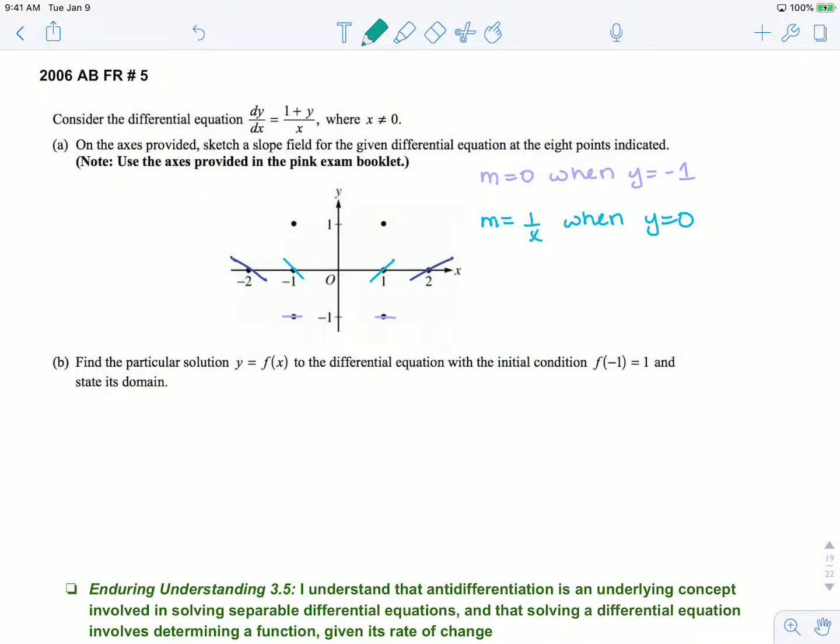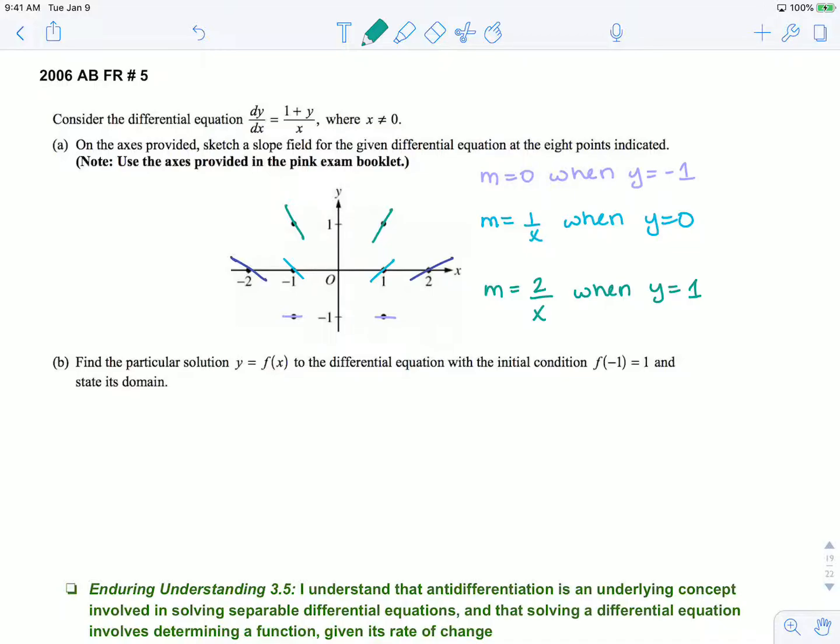Last but not least, we know our slope equals 2 over x when y equals 1. So here at 1, it's 2 over 1, which is 2, which should be more steep than 1. And this will be -2, more steep than -1.